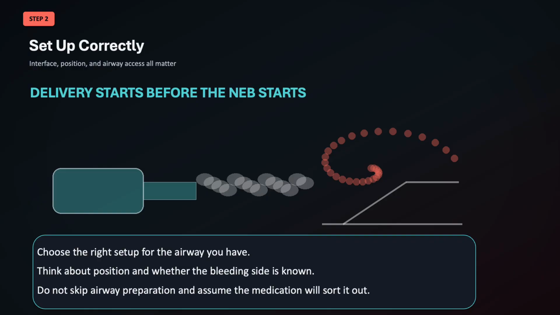Now, match your interface to the airway: mask, mouthpiece, or inline ventilator circuit. If there's significant bleeding, a mask may not be tolerated. If intubated, ensure proper inline placement, not an afterthought. Then think about positioning. If you know the bleeding side, consider placing the bleeding lung down, because if the medication can't reach the airway, it can't work.